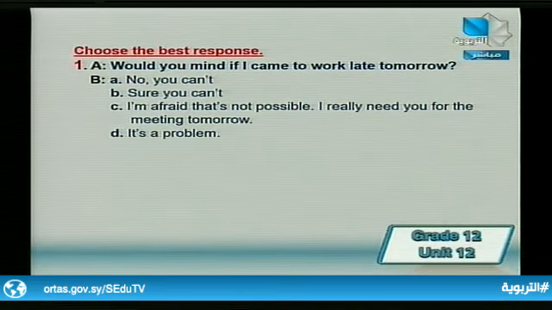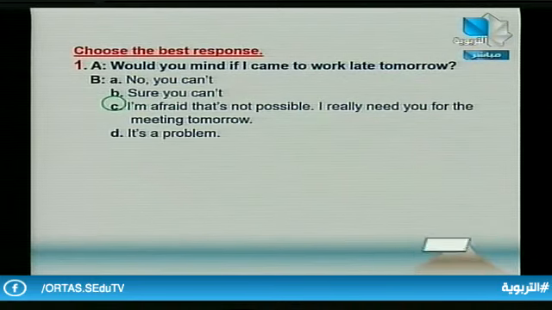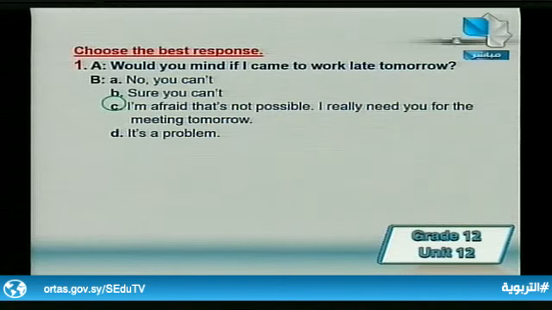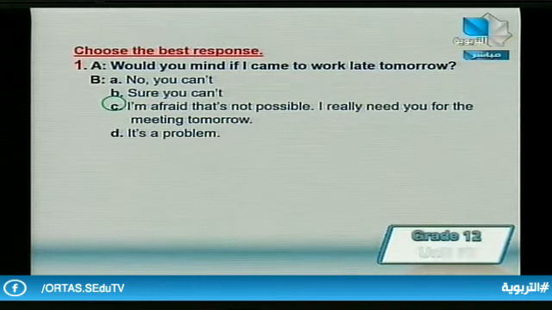So the correct response here is C: I'm afraid that's not possible. So, dear students, in the final exam, when you have questions about everyday English, it will be like that. You will be given a sentence and 4 choices. So you have to choose the correct choice. Good. Another example, please.